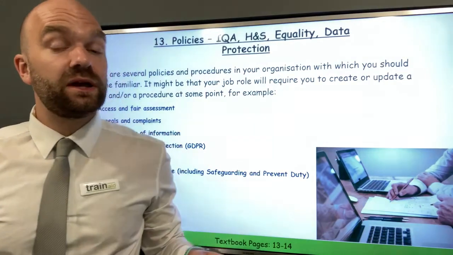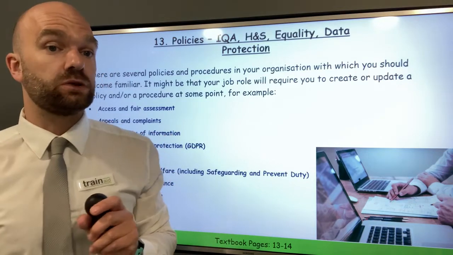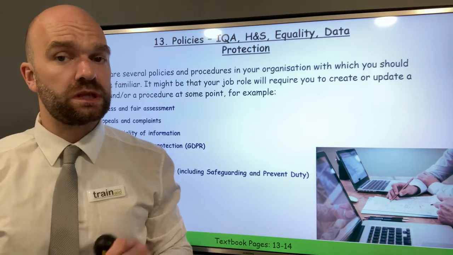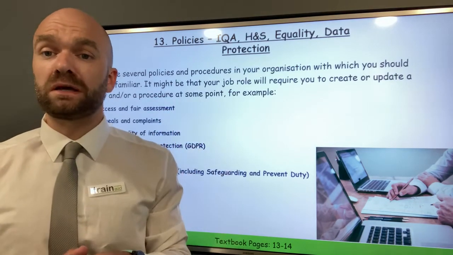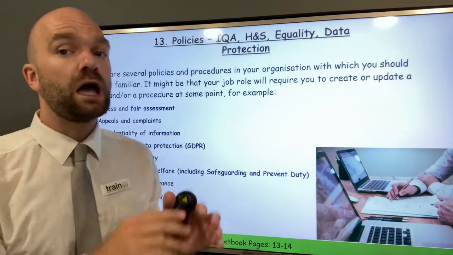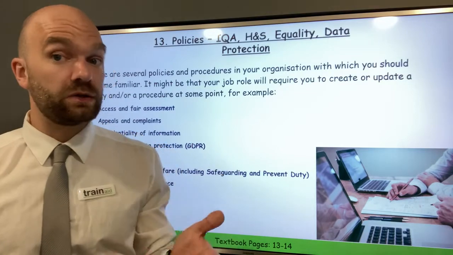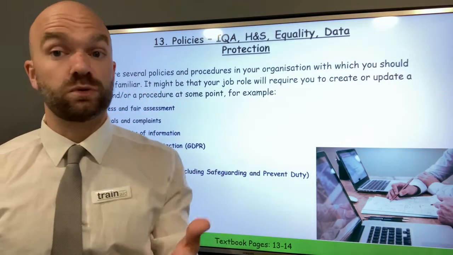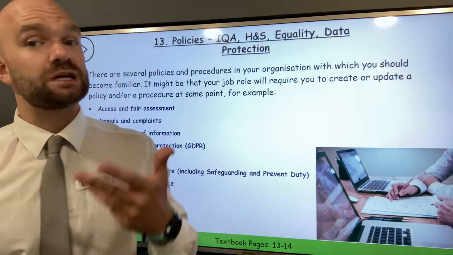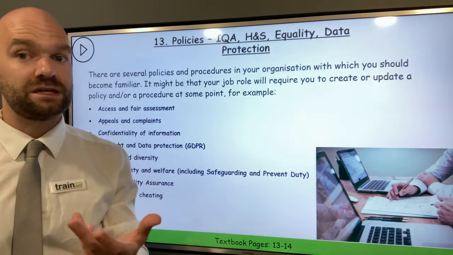Our next criteria for the IQA course is criteria 13, which is looking at policies. Okay, and for you as an IQA, it's very important that we are staying current with our policies and procedures knowledge. For any IQA, there are many different policies and procedures that you need to be familiar with for the successful running of your courses, your qualifications, and of course your tutors and assessors are going to look up to you and perhaps ask you questions about policies and procedures.